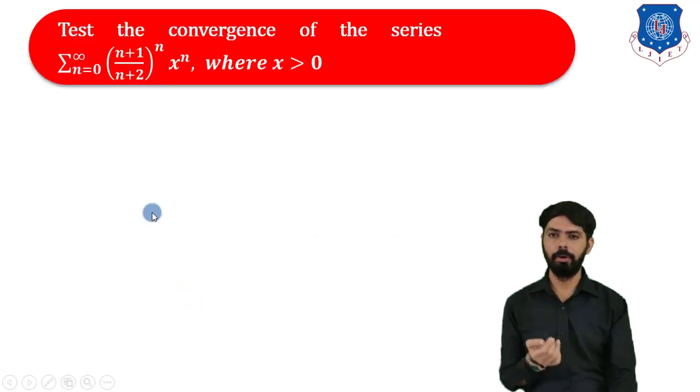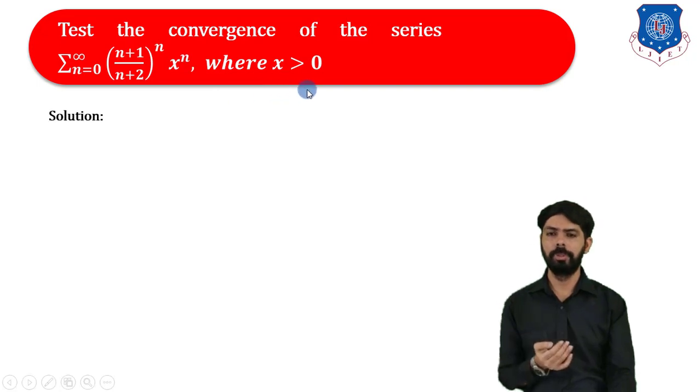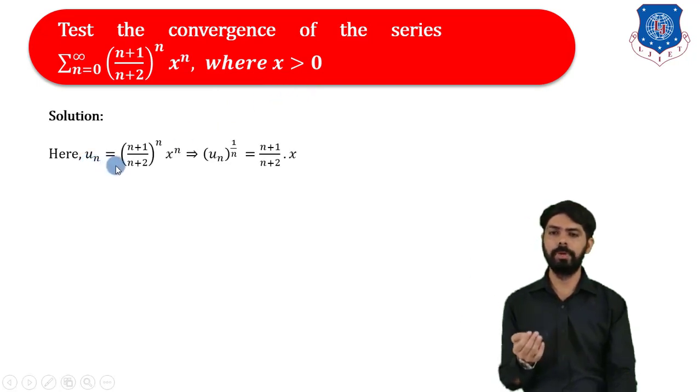Now we will discuss the next example, that is, test the convergence of the series sigma n equal to 0 to infinity, (n plus 1 divided by n plus 2) whole raised to n into x raised to n, where x is greater than 0. So here un is equal to (n plus 1 divided by n plus 2) whole raised to n into x raised to n. Here we will apply the root test. So for that we will find out un raised to 1 divided by n.